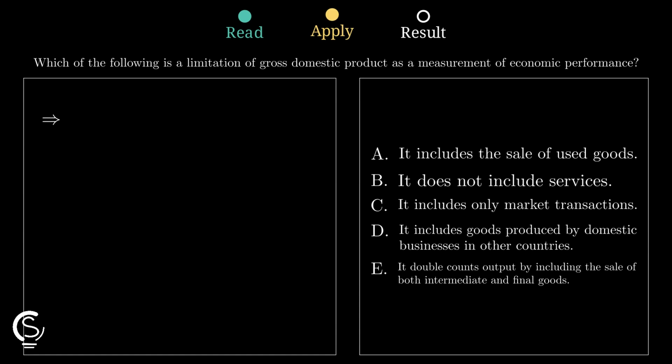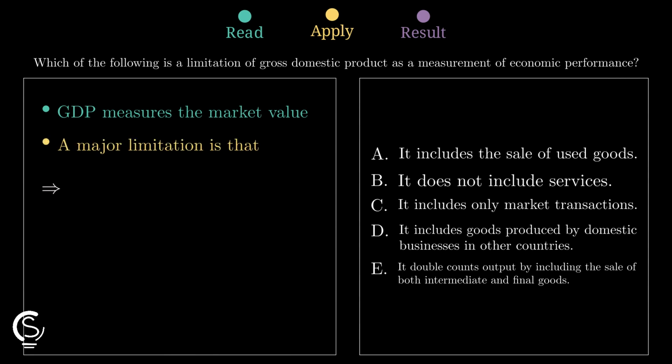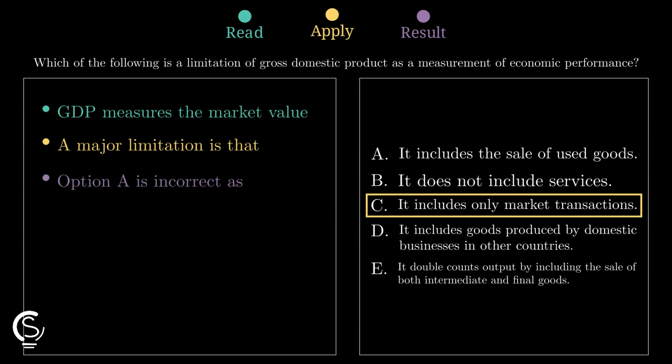A major limitation is that non-market activities like home production or illegal sales are totally ignored. This means the data misses a huge chunk of real economic value and productive work. Option A is wrong because used goods were counted when new. Only market transactions are included, making option C the correct choice.